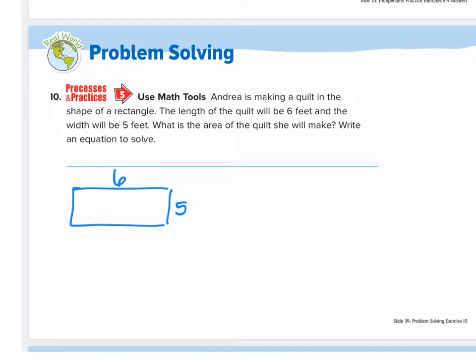So length will be filled in with 6, width is 5, 6 times 5 equals 30, which is our area, and our label was feet for both measurements, so we're going to label it square feet.